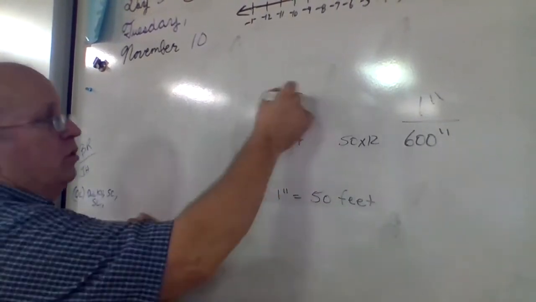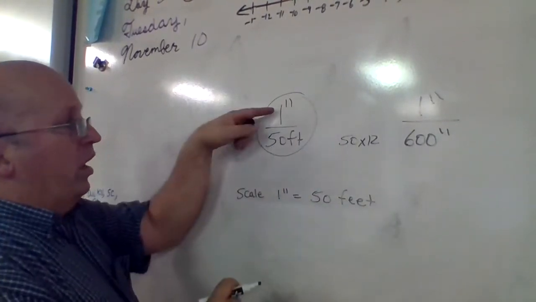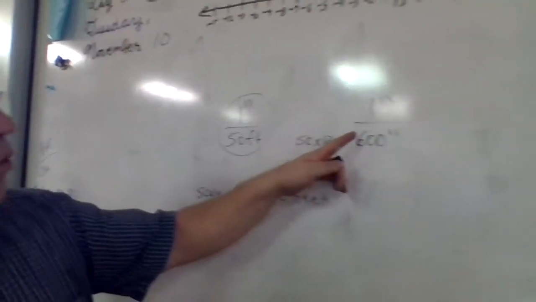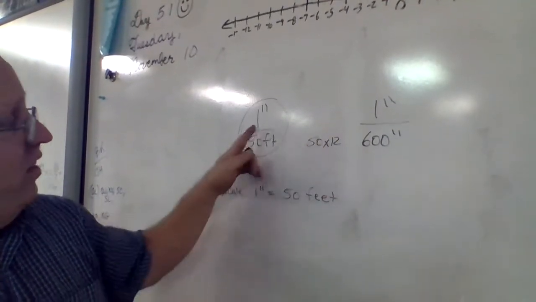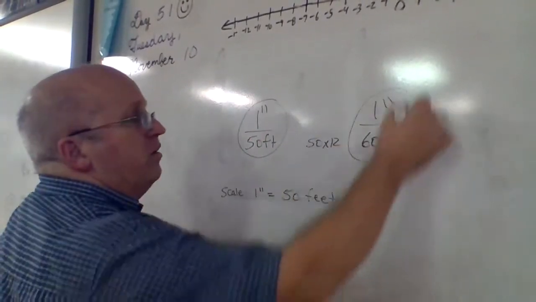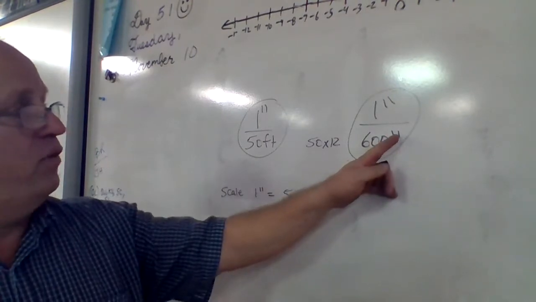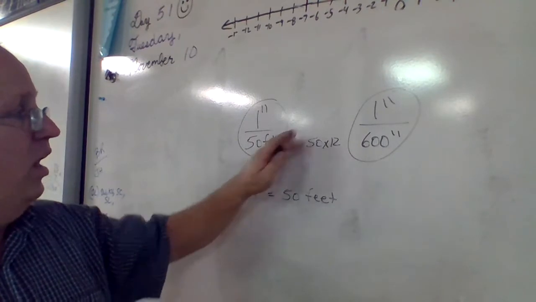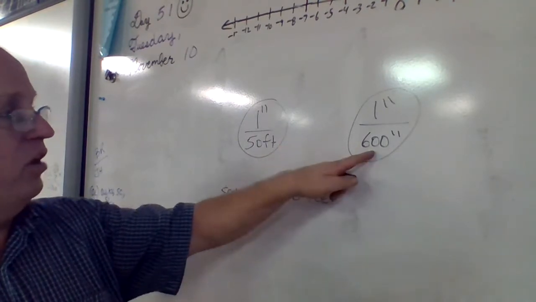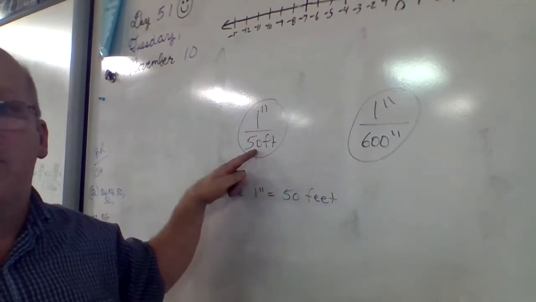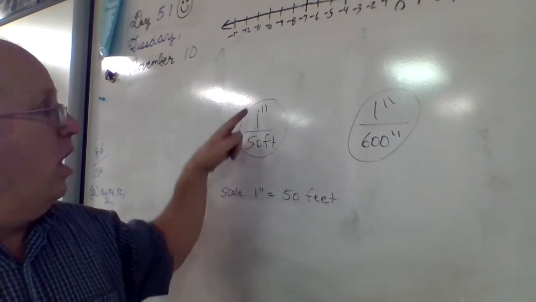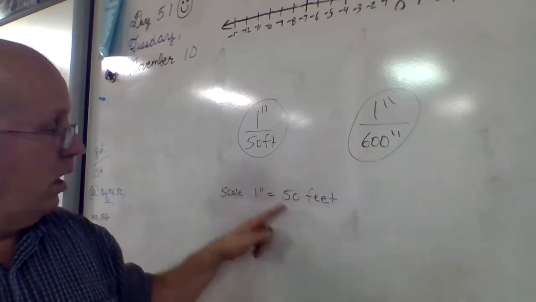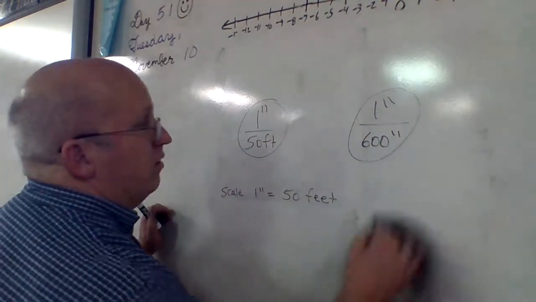This ratio, the scale, 1 inch to 50 feet, I've now churned into another ratio that's exactly the same as this one, but it's got different labeling. It's got inches to inches instead of inches to feet. And believe it or not, 600 inches is exactly the same distance as 50 feet. So I changed the scale into a scale factor. Okay, let's do it again with a different set of numbers.